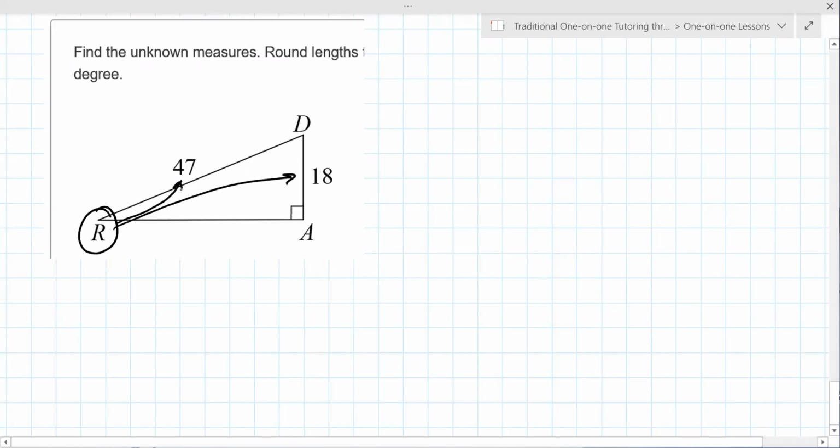So relative to R, 18 is opposite, and 47 is adjacent. But it's the hypotenuse though. So it has to be the hypotenuse. If it's the hypotenuse, it's only the hypotenuse. The opposite and adjacent are just the legs. Okay, so which trig function uses opposite and hypotenuse? Sine. So sine of R equals 18 over 47.